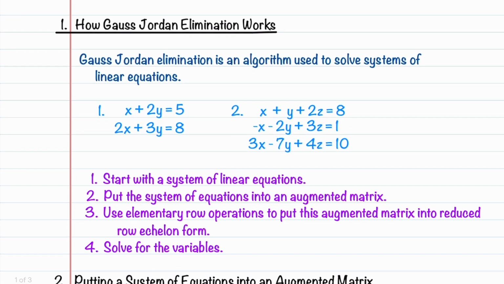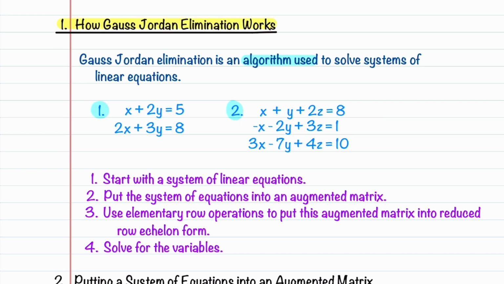Let's begin with a quick overview of how Gauss-Jordan elimination works. Gauss-Jordan elimination is an algorithm used to solve systems of linear equations like the two listed here. The first system has two equations and two unknowns, and then the second system has three equations and three unknowns. These are the two systems that we're going to be going over in our examples.